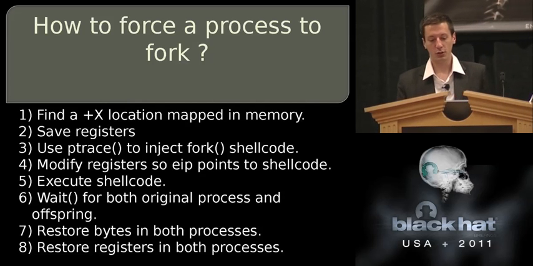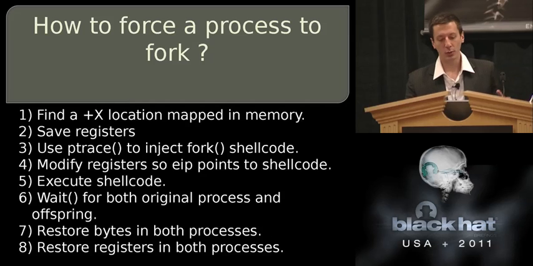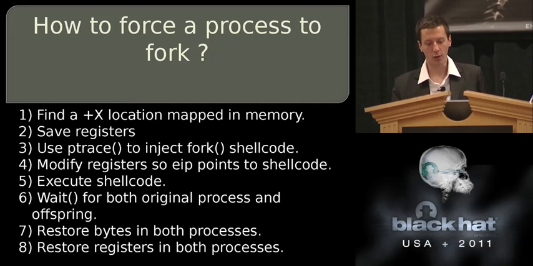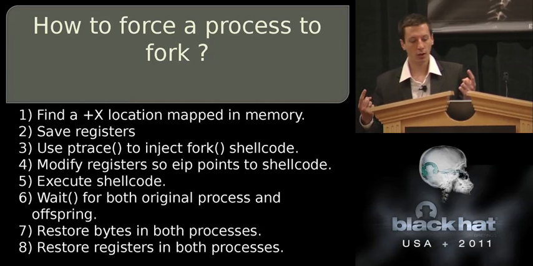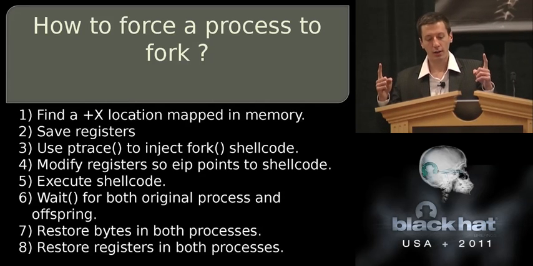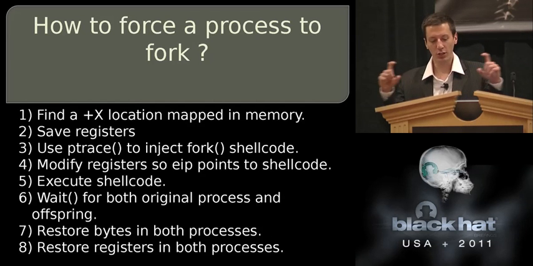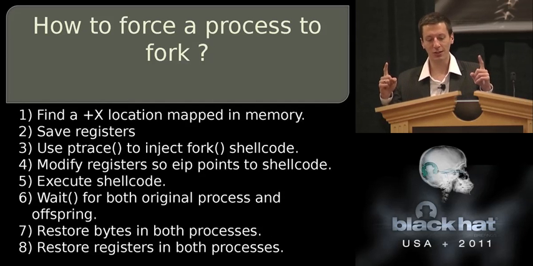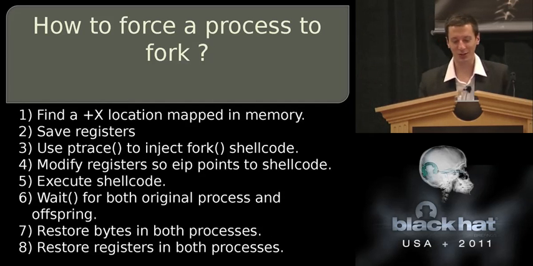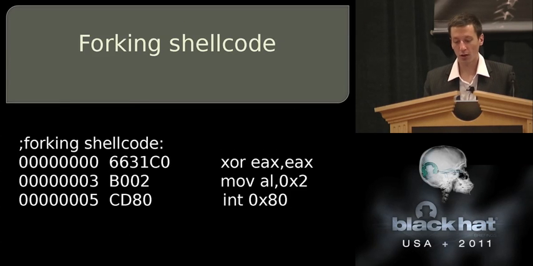You can do all of it using ptrace. Then we inject inside this process a small fork shellcode, which forces the application to fork. We execute this shellcode. So then we have two processes, right? We have the original one, and we have the newly created one. We restore the modification we've just done when injecting the shellcode. So we patch back a few bytes in both processes, and we restore registers in both processes. Yeah, the shellcode for just forking is pretty simple.